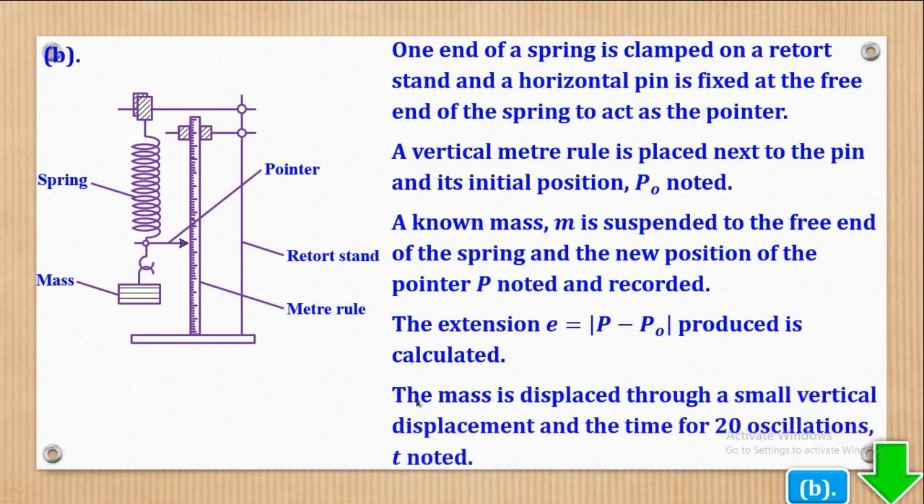After that, we have said that the mass is displaced through a small vertical displacement and the time for 20 oscillations T is noted. So before we go to the next slide, let's see marks for this slide, and that will be the marks. So now let's go and continue with the experiment.